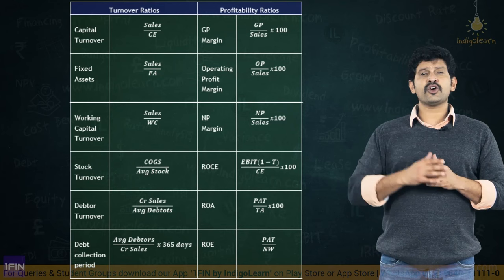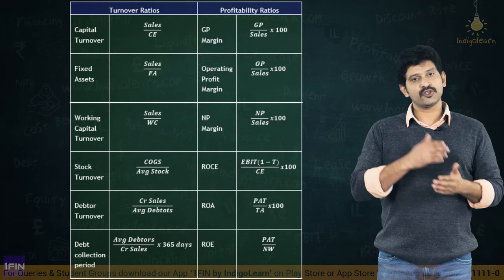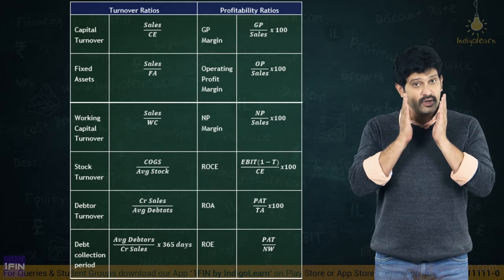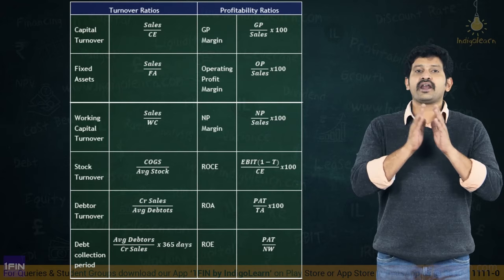Then we moved on to the next one, that is profitability ratios. On the basis of sales, we saw gross profit margin, gross profit by sales into 100, operating profit margin, operating profit by sales into 100, net profit margin, net profit by sales into 100. And then we moved on to the investment side, where we saw return on capital employed. We said only post tax, therefore EBIT into 1 minus tax divided by capital employed into 100. Then return on total assets, that is PAT by total assets into 100. And lastly, return on equity, that is PAT by net worth.